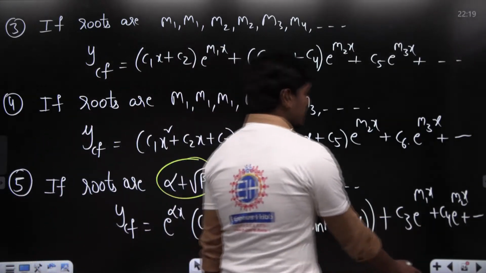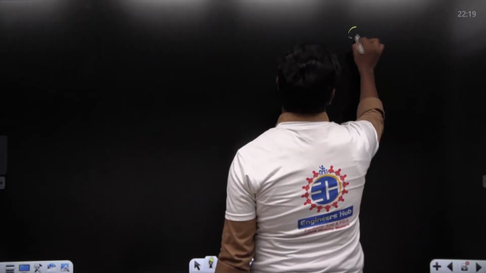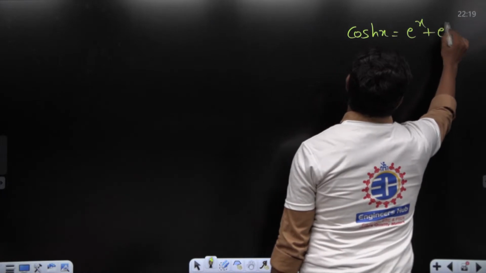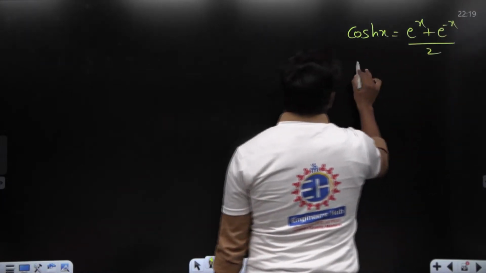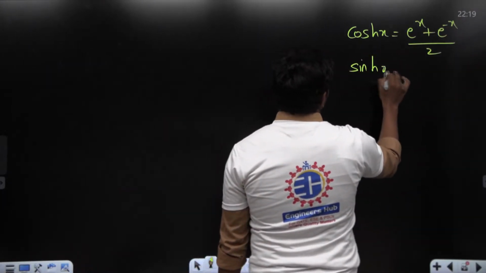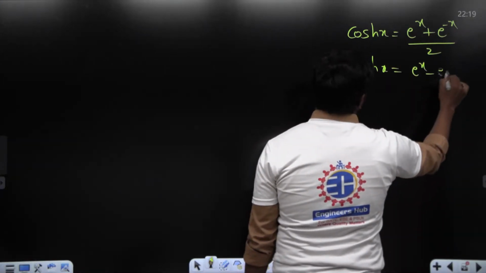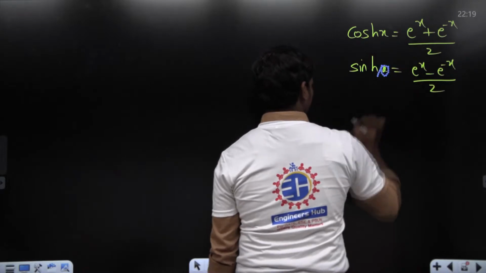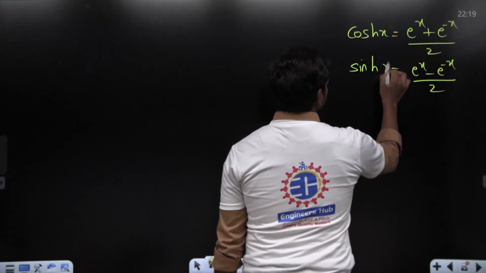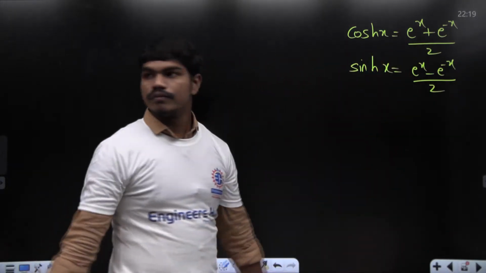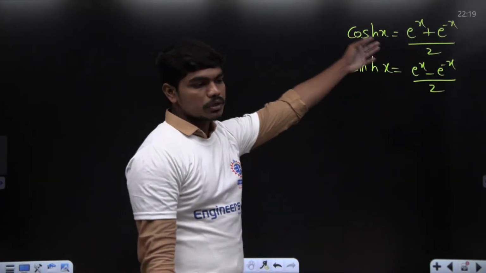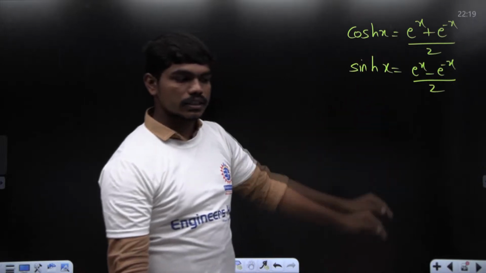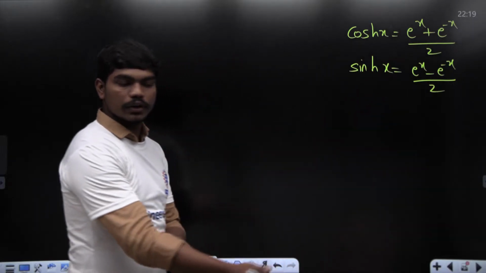You know what hyperbolic functions are in general? So cos hx is nothing but e power x plus e power minus x by 2, and sin hx is nothing but e power x minus e power minus x divided by 2. This is what you have. So these are hyperbolic functions, where e power x plus e power minus x by 2 is for cos hx and e power x minus e power minus x by 2 is for sin hx. I hope that's clear for you.